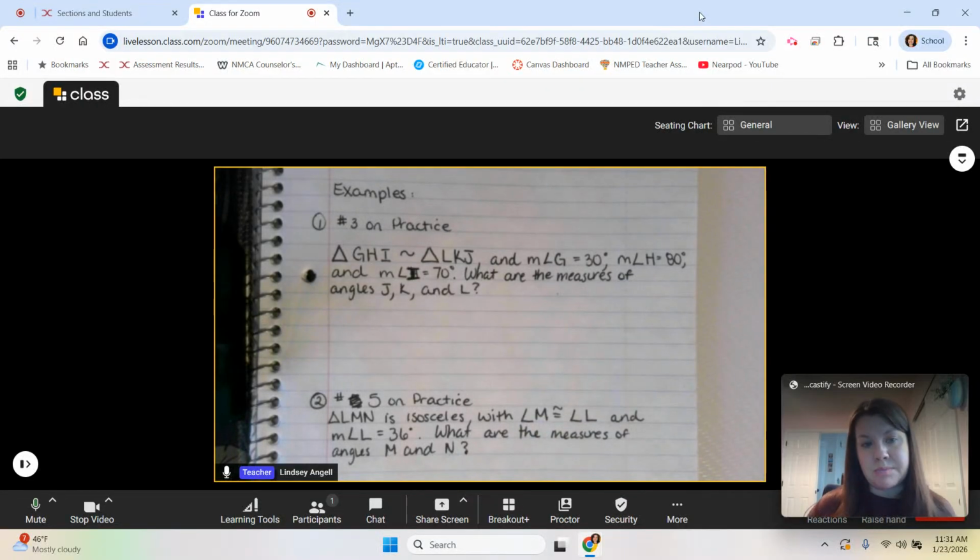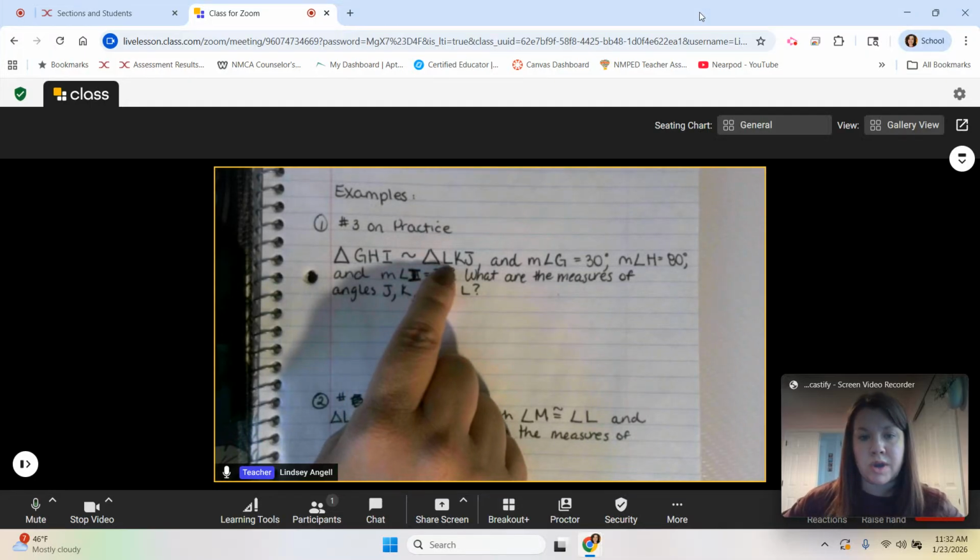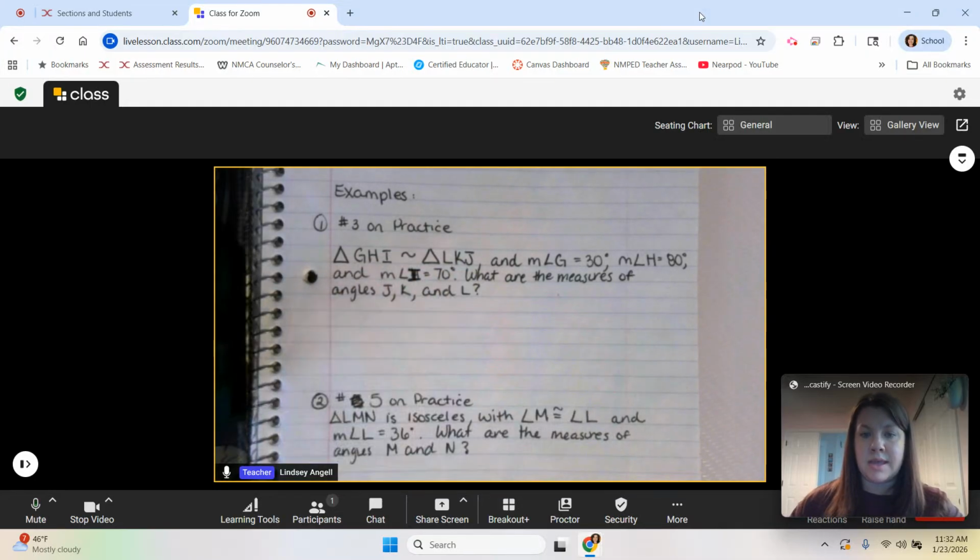Okay, our examples for today. Number 1 is number 3 from your practice. Triangle GHI is similar to, remember that's what that symbol means, triangle LKJ. And the measure of angle G is 30 degrees. The measure of angle H is 80 degrees. And the measure of angle I is 70 degrees. What are the measures of angles J, K, and L?